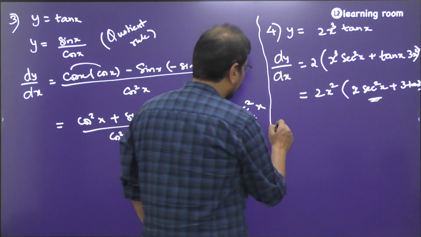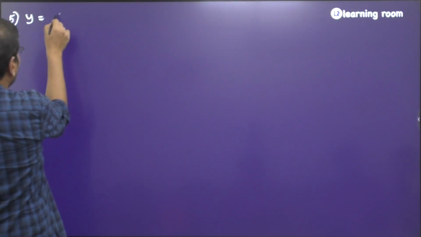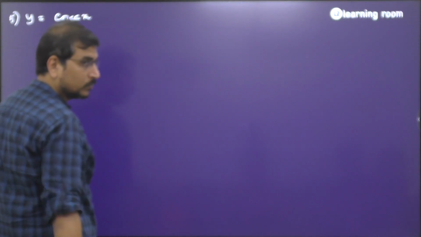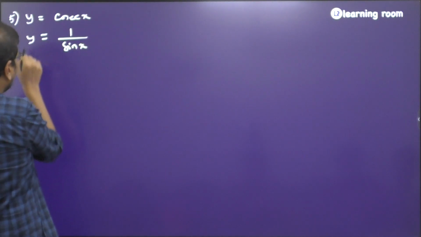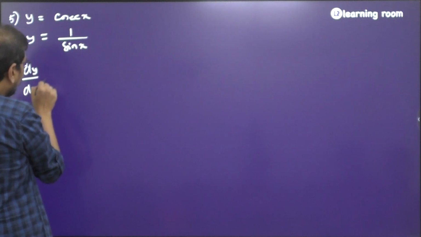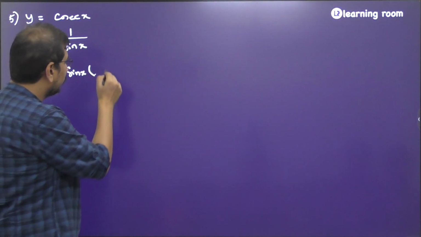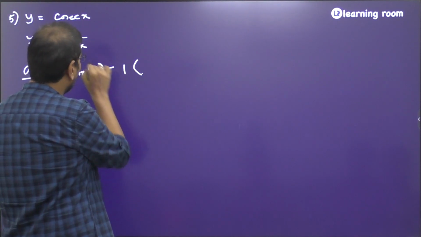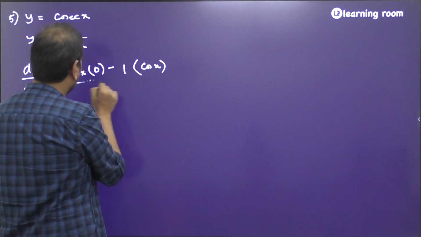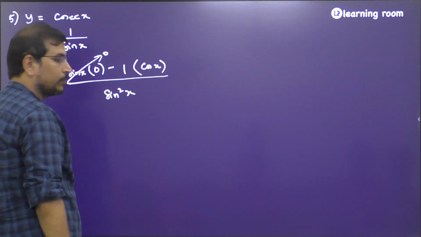Okay. So the fifth one. What is the fifth one? So y is equal to cosecant x, right? See, cosecant x you can write as 1 divided by sin x. So dy by dx will be equal to sin x into derivative of 1, which is 0 because it's a constant, minus 1 into derivative of sin x, which is going to be cos x, the whole divided by sine square x. This value is 0.